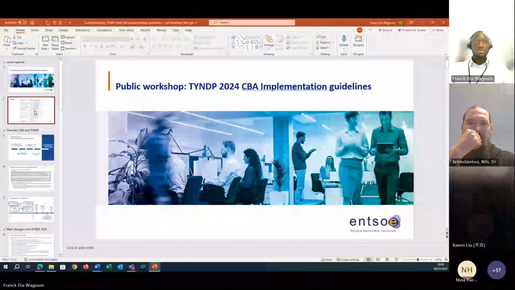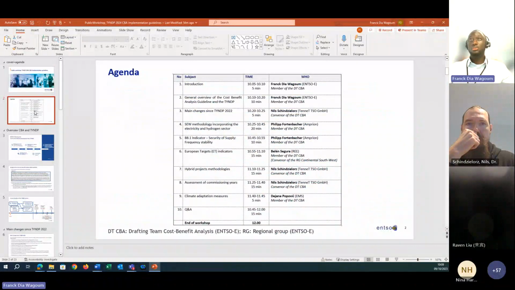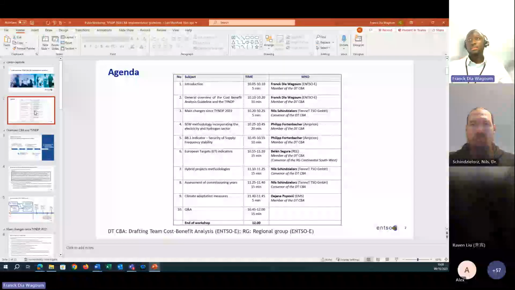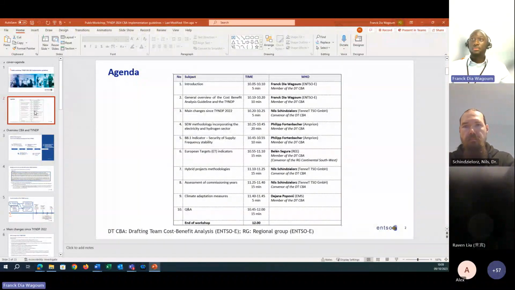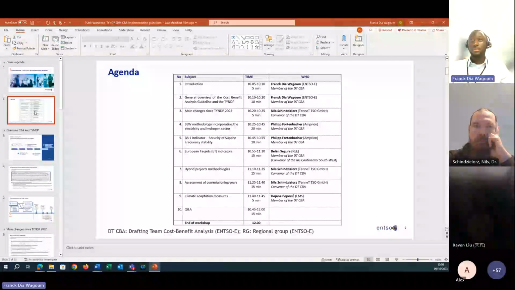So yes, this is what the agenda would look like today. First of all, a quick introduction by myself on the cost benefits analysis guideline and the TYNDP process. Then Niels will present the main changes since the TYNDP 2022 CBA implementation guideline. Then our colleague Philip Fortenbacher will present the SEW methodology, which incorporates the electricity and hydrogen sector. This will be followed by another indicator, a major improvement from the previous cycle, which is the B81 indicator, presenting the security of supply in terms of frequency stability.